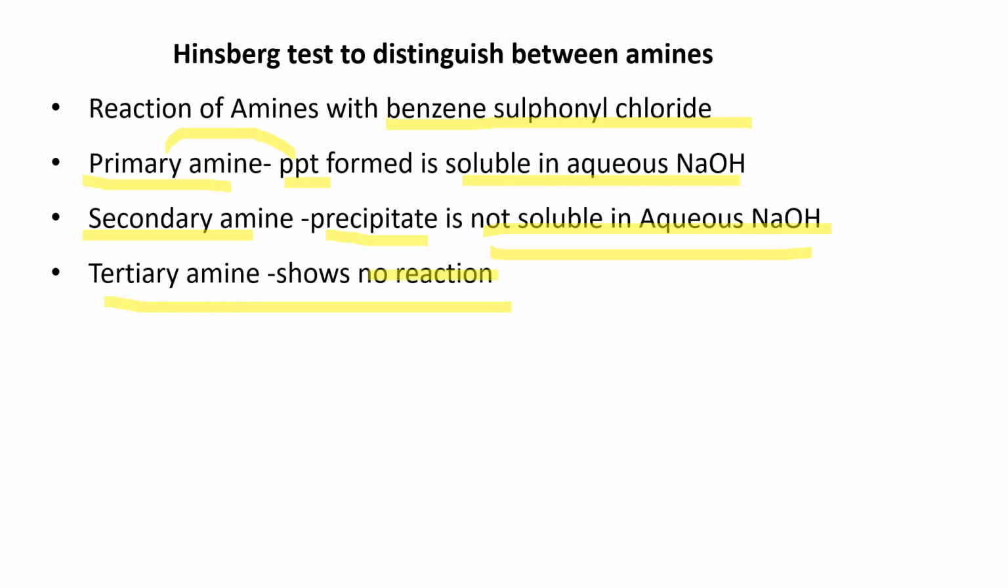Why do tertiary amines not react? This is because tertiary amines do not have a replaceable hydrogen atom. Okay, that is the reason tertiary amine shows no reaction with the Hinsberg reagent. So this is how we can distinguish different classes of amines using the Hinsberg test.